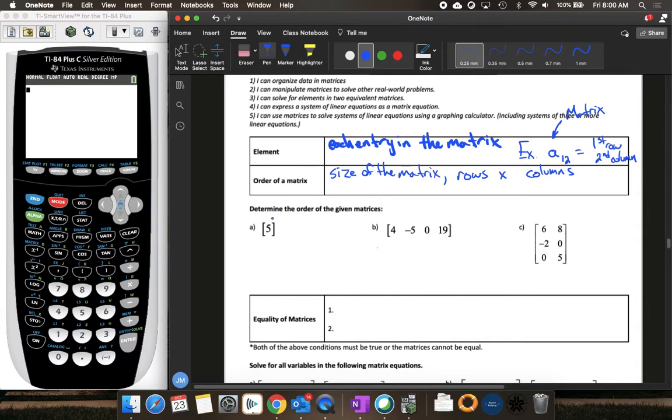So let's see an example of talking about the order of matrices, and we'll talk about the elements as well. So for example A, we've got this matrix. It's just got a single element. It's just got the number 5 in there. That means that for the order of the matrix, it is one row by one column. So this would be a 1 by 1 matrix. And if you wanted to describe the one element in there, you could say that element A11 is equal to 5.